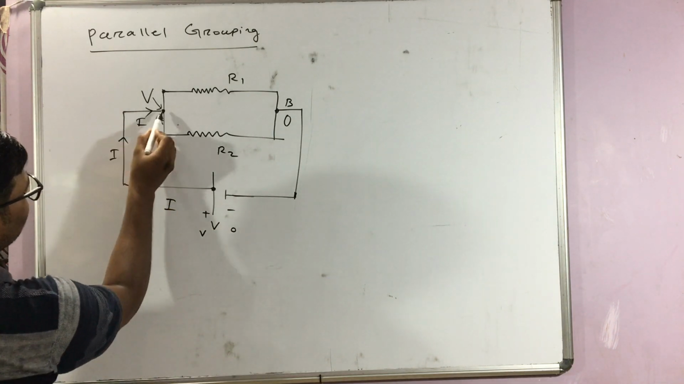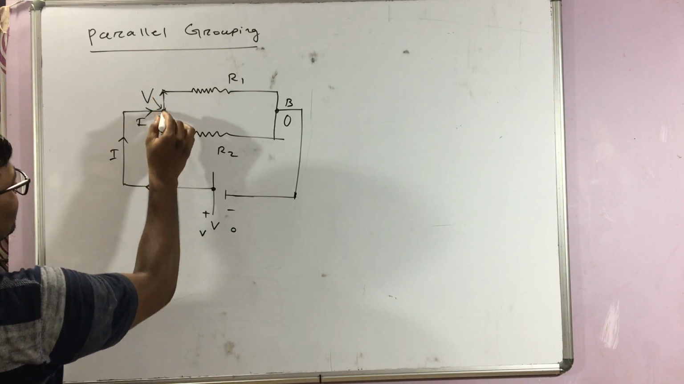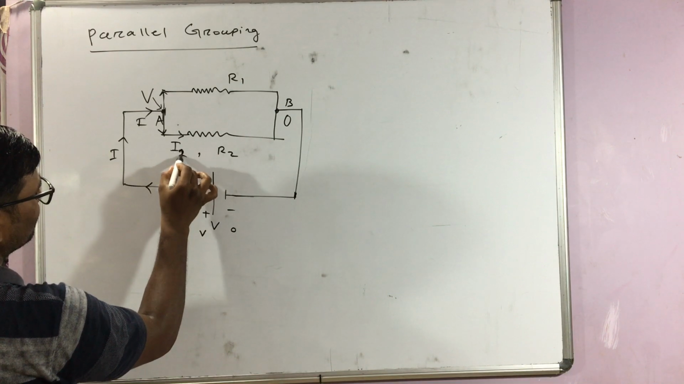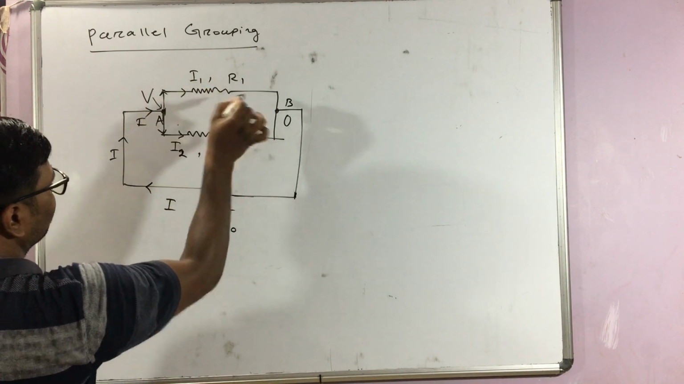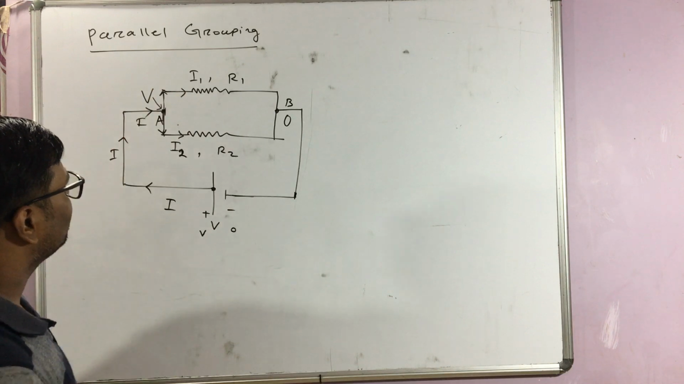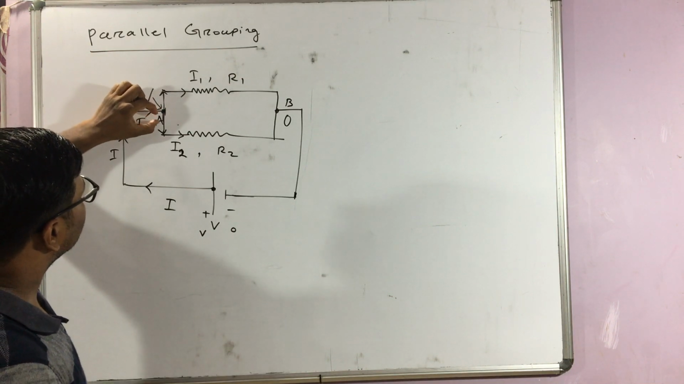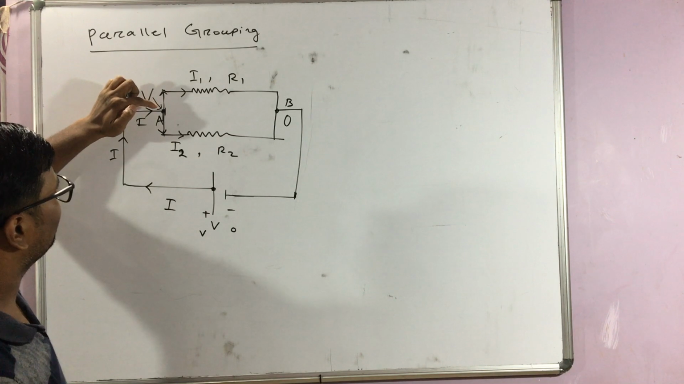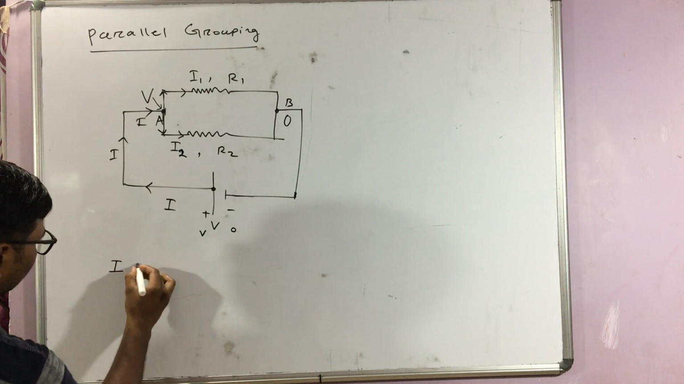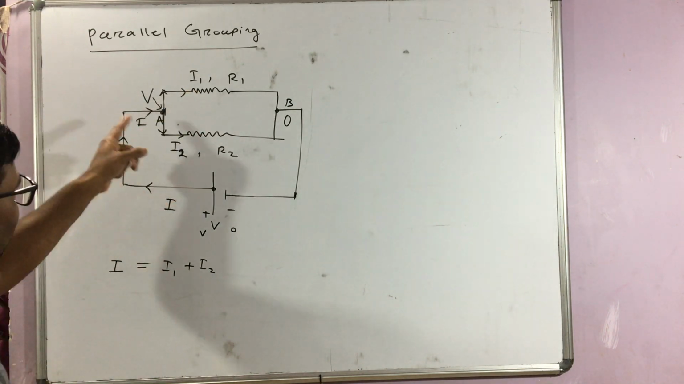You see, the current I is coming here, and the current finds two different ways. One way this, another way this. Suppose in this branch I2 amount of current is flowing, and in this branch I1 amount of current is flowing. Students, you remember, from this point the current gets distributed. There is a rule: whatever current is coming to a junction, the same amount of current will go out of that junction. So in simple case, we can write the current I will be I1 plus I2. The sum of these two currents must be equal to the current supplied by the battery.